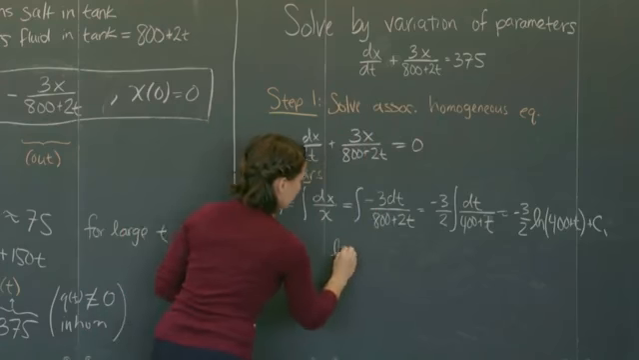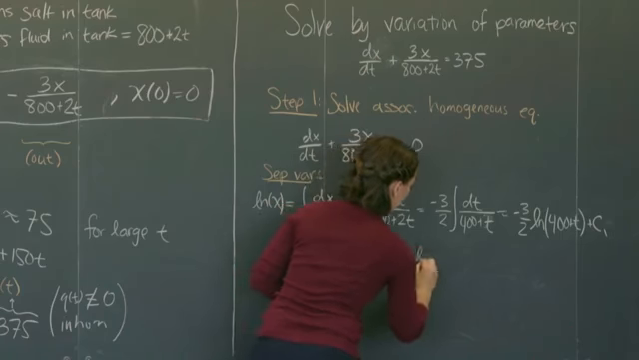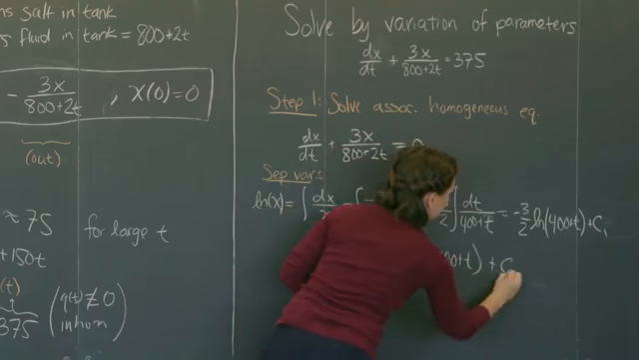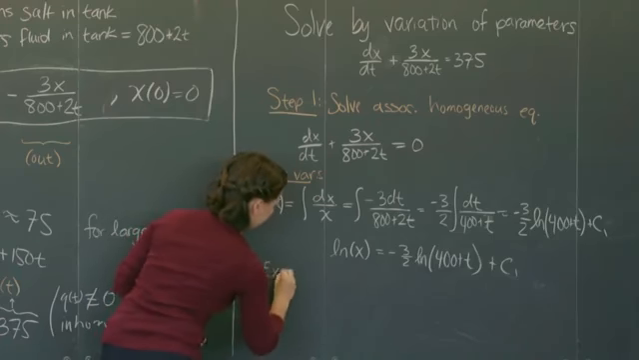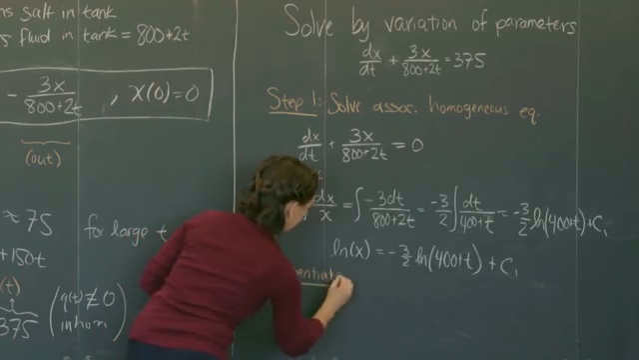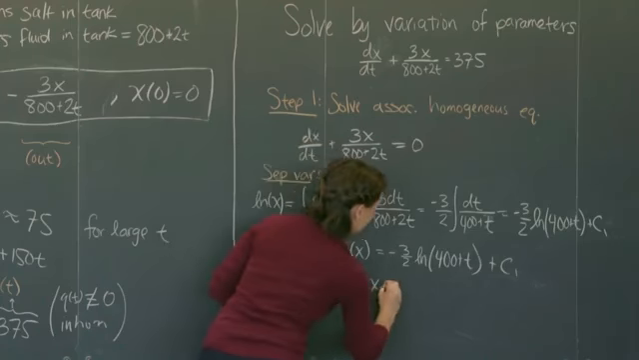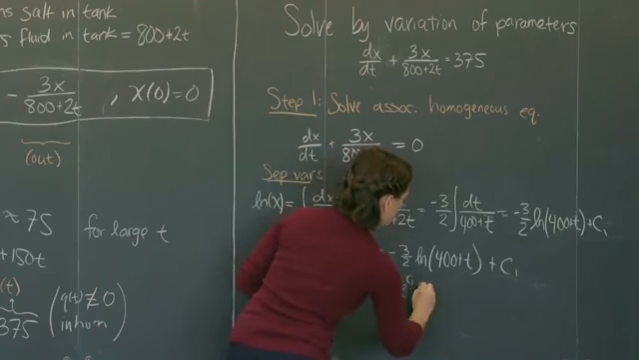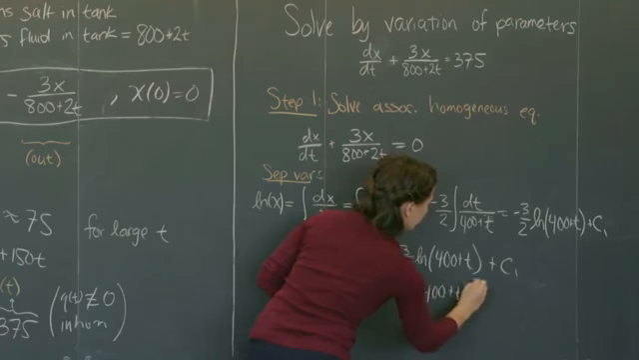So we have natural log of x equals minus 3 halves times natural log of 400 plus t plus c1. And then we exponentiate to get that our homogeneous solution is e to the c1 times 400 plus t to the minus 3 halves.